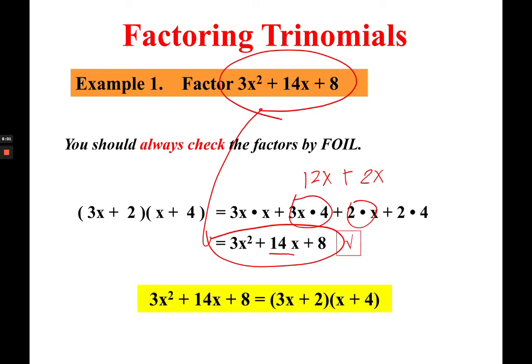And we can now declare that we indeed got the correct answer. We are now confident that we have the correct factor of 3x squared plus 14x plus 8, which is 3x plus 2 multiplied to x plus 4. Let's try another example.